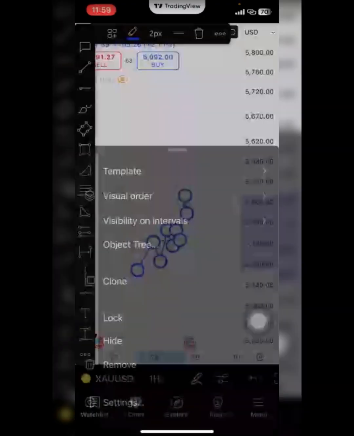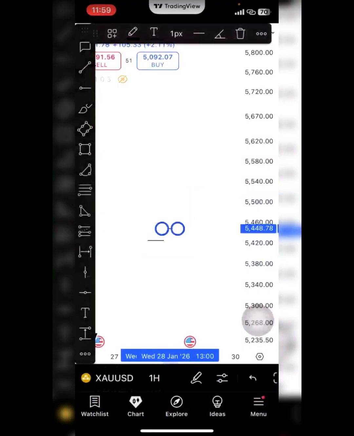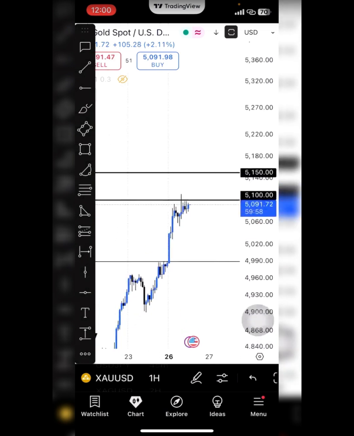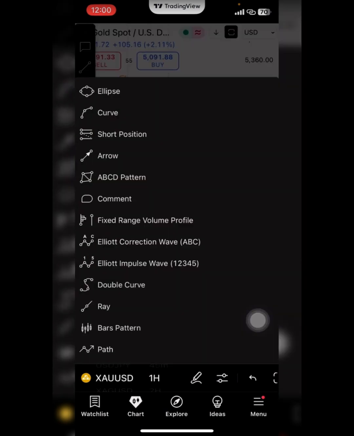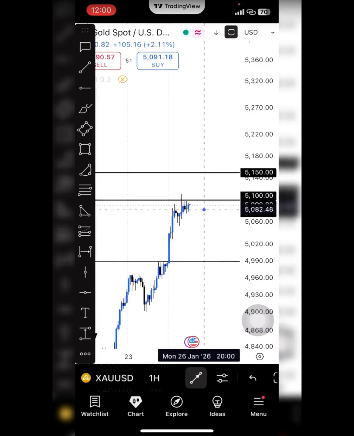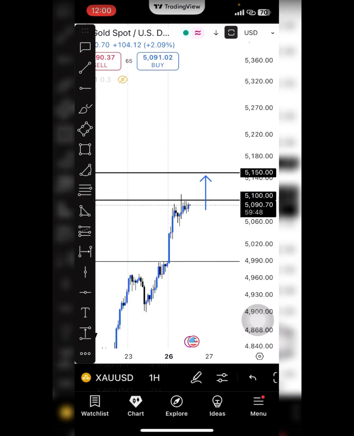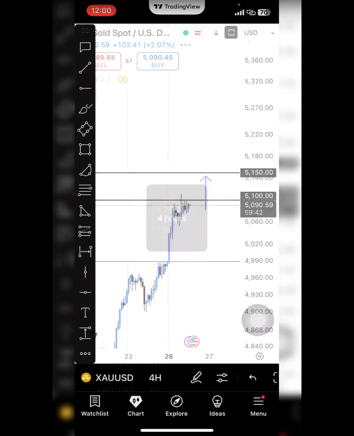So with this in mind, let me clean all this, and then for gold we'll be estimating more buys, at least minimum to 5,150. Continuation patterns will be involved, but going down to a lower time frame will help spot more of the continuation patterns on gold. So with that in mind, let's go to the next pair.